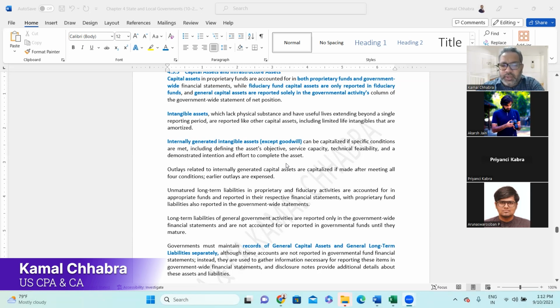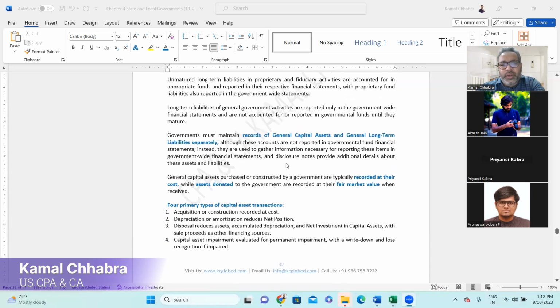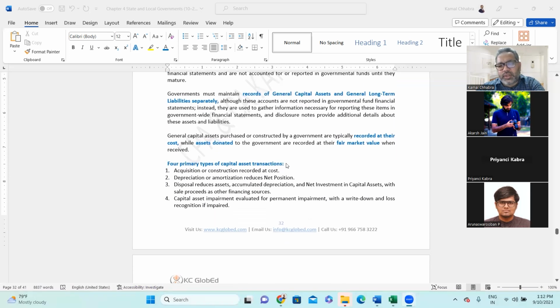Those things you need to keep in mind, right? So government must maintain the records for all general capital assets and general long-term liabilities separately. Although these accounts are not reported in the governmental fund financial statement, they are used to gather information necessary for reporting these items in the government-wide financial statement and disclosure notes to provide additional information about them.